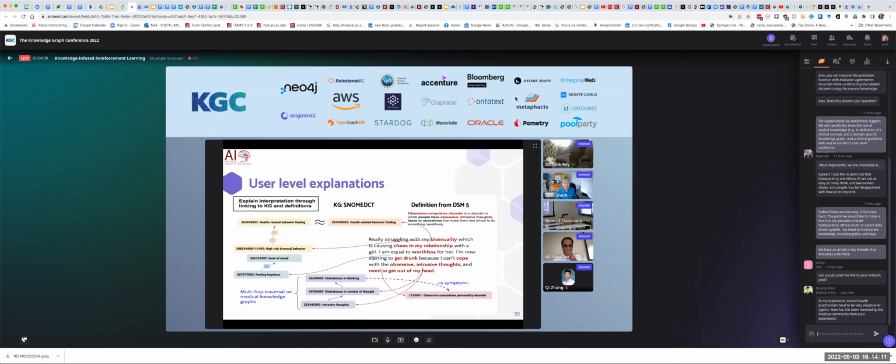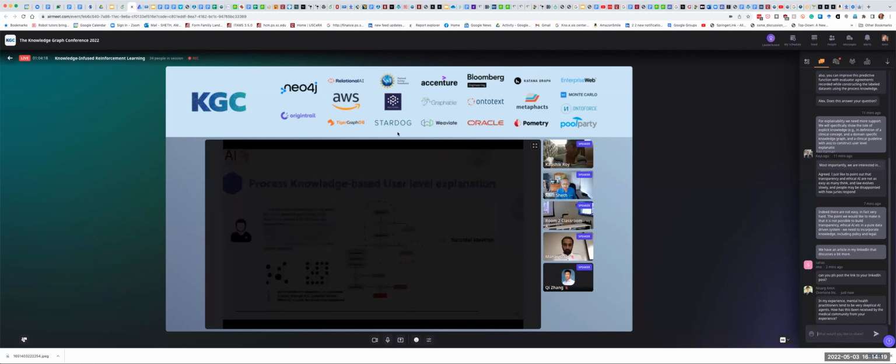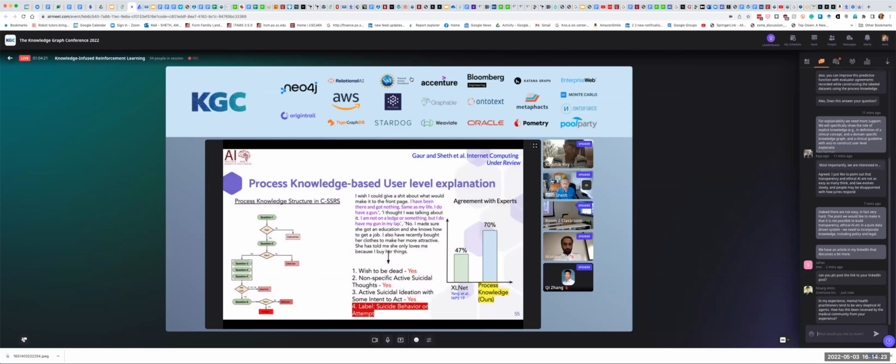How does process knowledge help a user level explanation? Essentially, it highlights the path that led to a particular outcome. What that looks like is this. It highlights the sentence or sentences that led to answering specific questions. And that way the clinician can trace the exact path in the flowchart that led to that particular outcome.